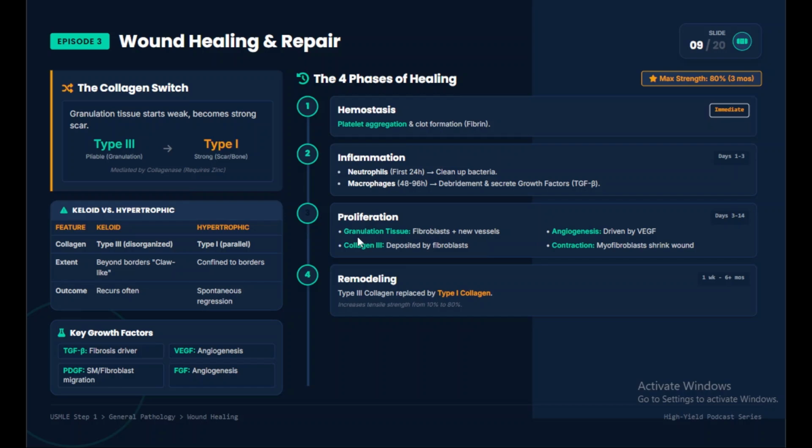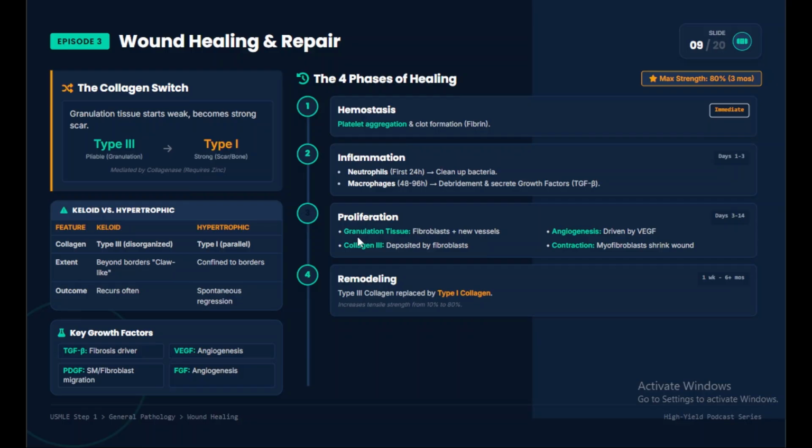So a quick mental picture I would give you: hemostasis, plug the hole; inflammation, clean up crew; proliferation, scaffolds, new vessels, collagen 3; and remodeling, replace the scaffold with strong walls, type 1 collagen, maximize the tensile strength.